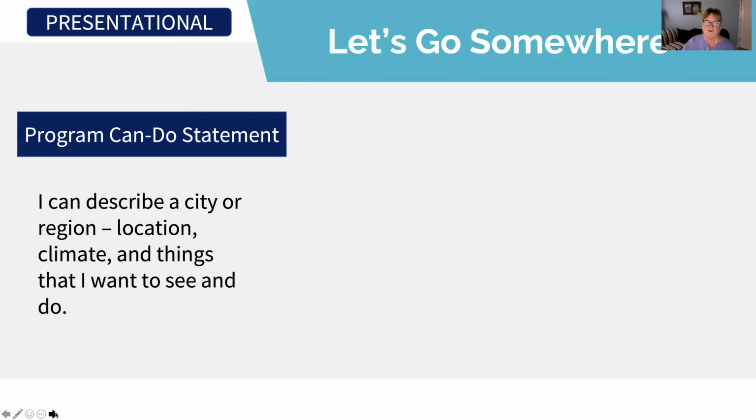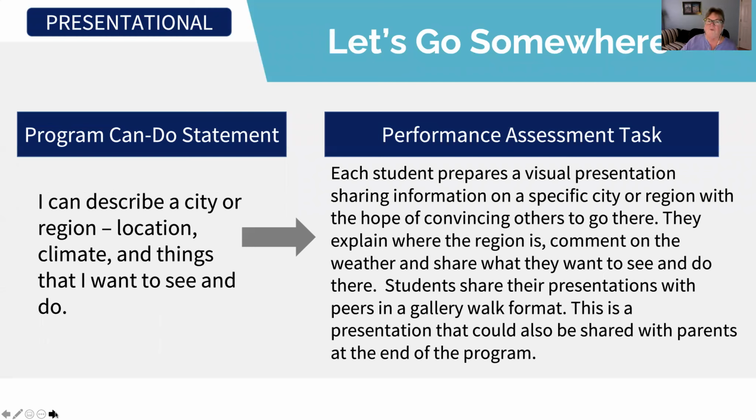If you take that and you do the same thing in the presentational mode, now you can see that in the interpersonal mode, they talked about where they wanted to go and why they wanted to go there. Now they're going to create a product that describes the city or region and talk about location and climate and those things they want to see and do. And so the performance is going to be a visual presentation, sharing information on a specific city or region with the hope that I can convince you to go there, and expectations are in there for talking about the weather and where the place is, what they want to see and do.